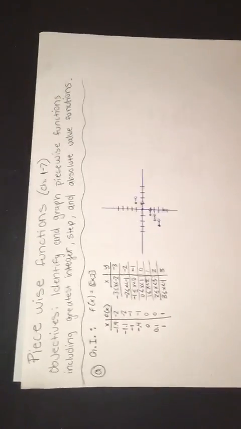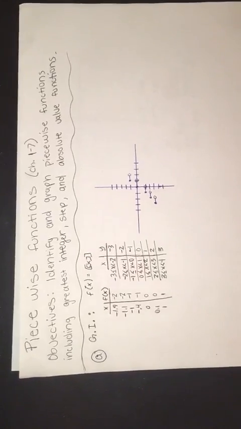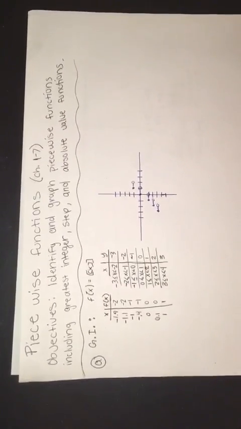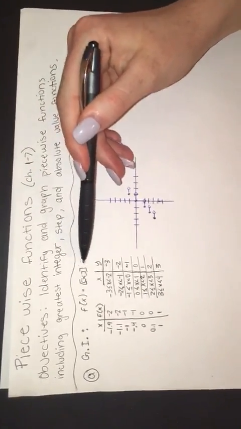So we're going to do piecewise functions. Our objective is to identify and graph piecewise functions including greatest integer, step, and absolute value functions. So a greatest integer function is the greatest integer not greater than x. So here's a greatest integer function with the two little brackets around the x.